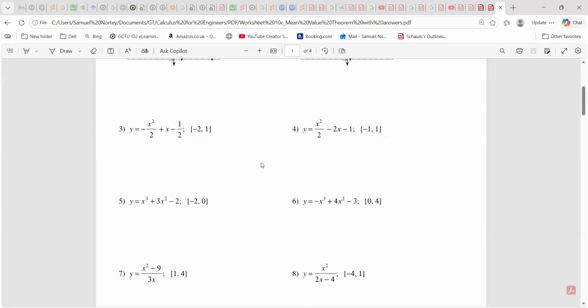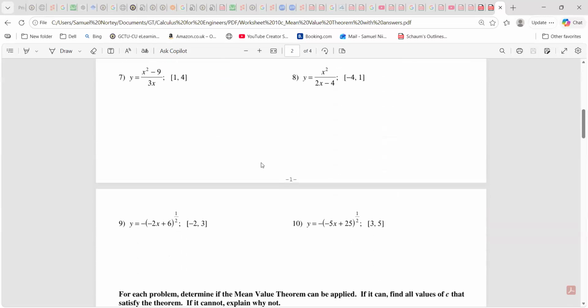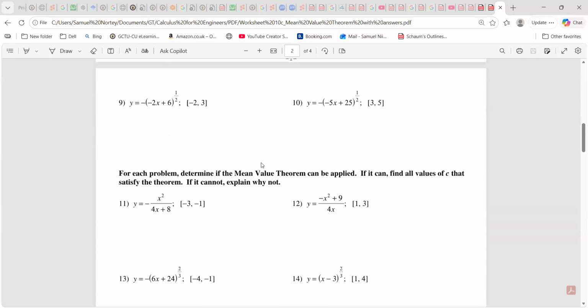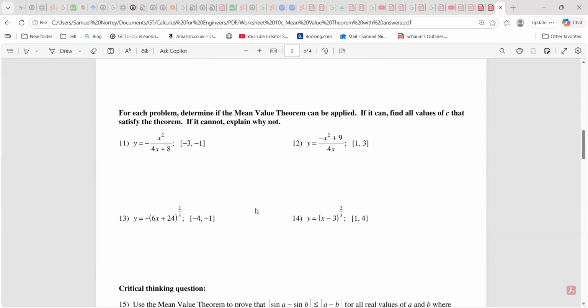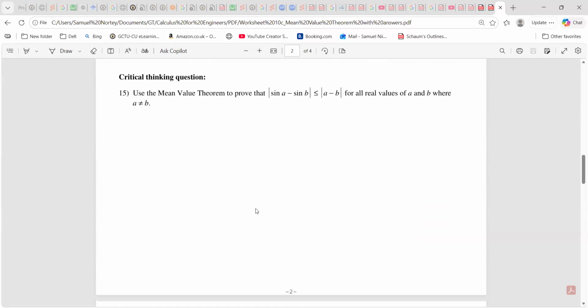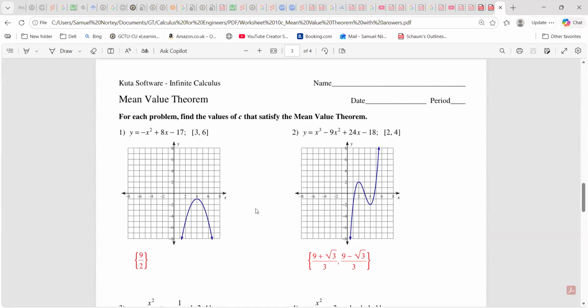So question 1, 2, 3, 4, 5, 6, 7, 8, 9, 10. And for each problem, determine if the mean value can be applied. If it can, then find values of C that satisfy the theorem. If not, explain why not. Okay. So these are the questions, and like I said, the answers have been provided.